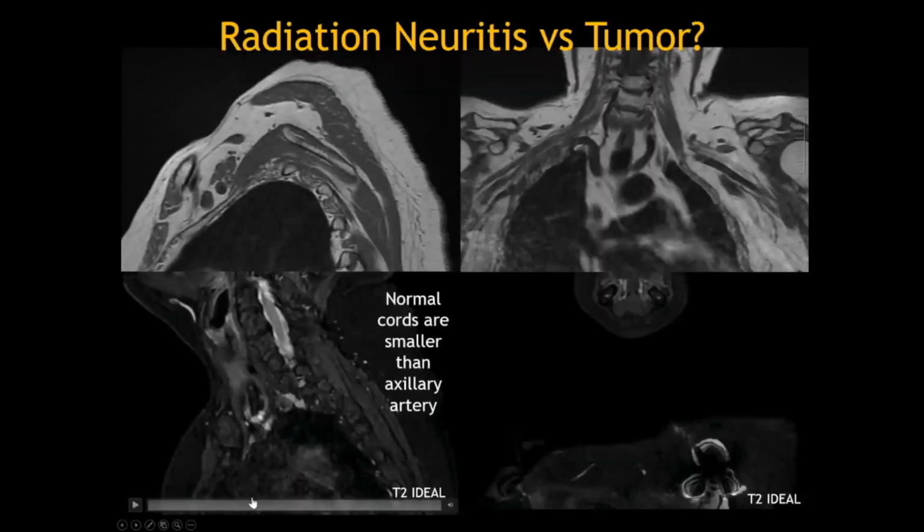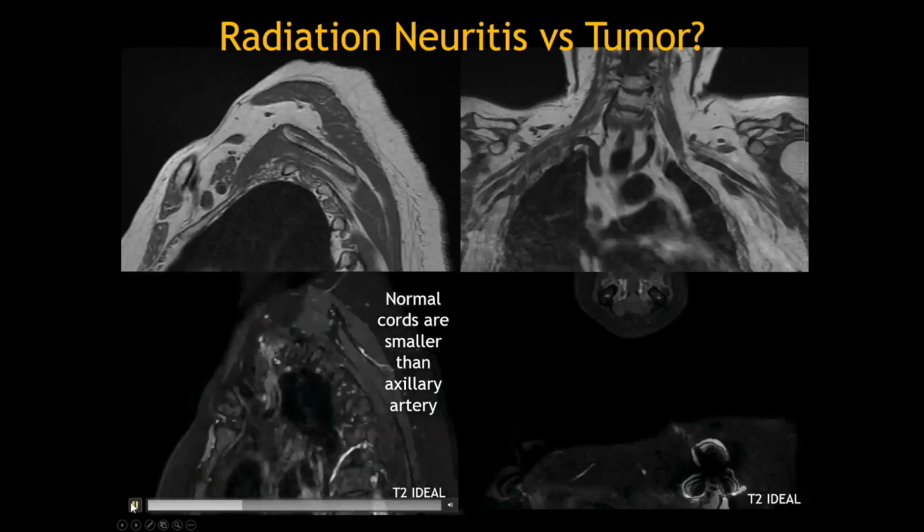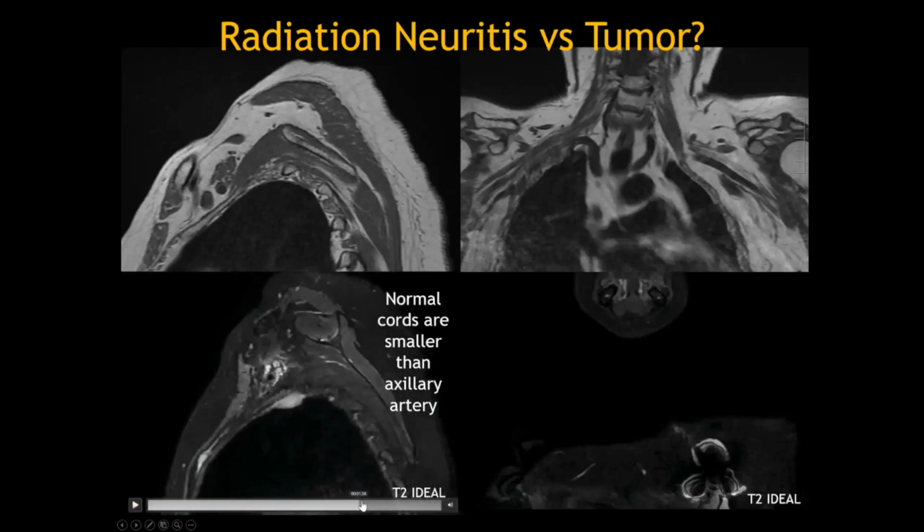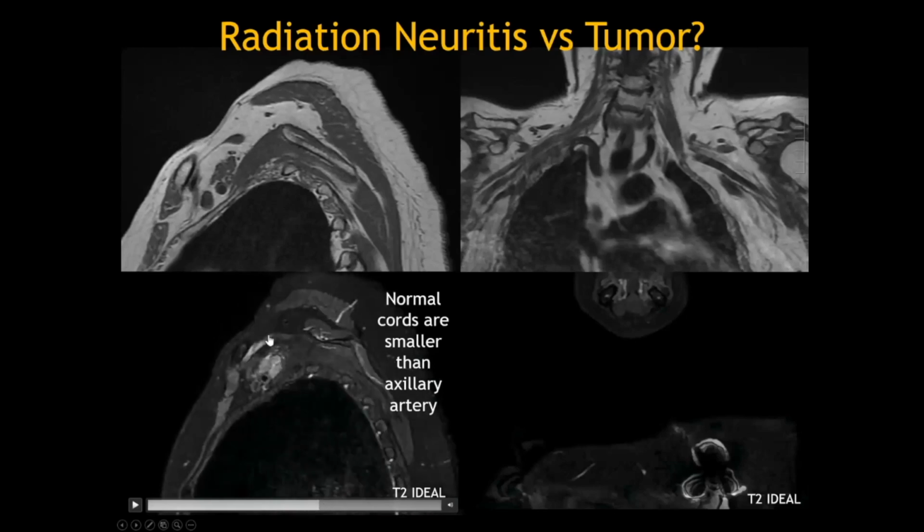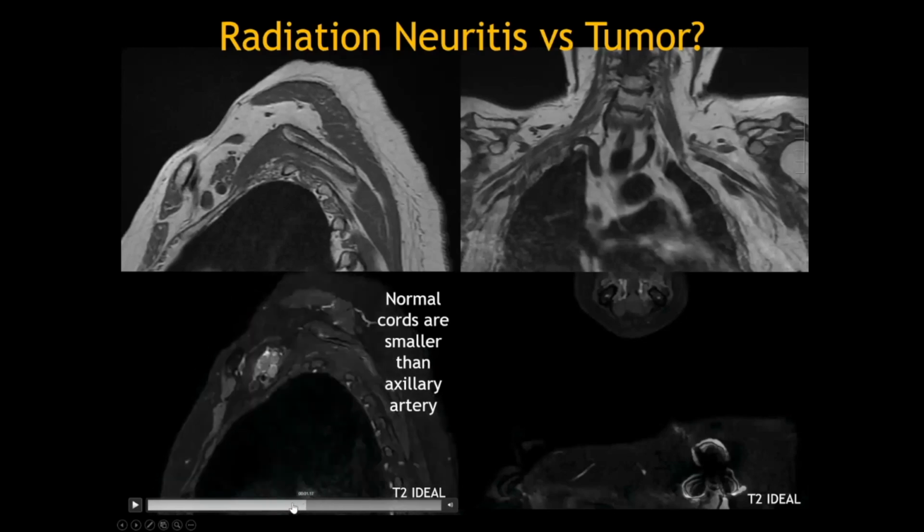So one of the key features for differentiating radiation neuritis versus tumors, again, is looking for diffuse thickening and hyperintensity of the nerves as opposed to more nodular thickening seen with tumor. It's important to understand the normal morphologic appearance, particularly of the cords. Normally these are going to be smaller than the adjacent subclavian artery. So again, here's our stack of cannonballs, the lateral, posterior, and medial cords of the terminal brachial plexus, and you can see that not only are these hyperintense, but they're slightly larger than the adjacent subclavian artery.